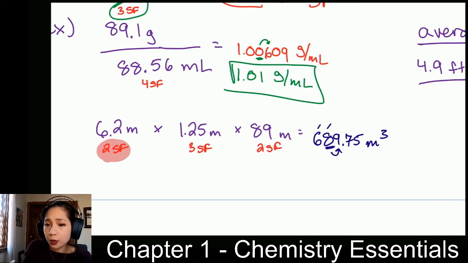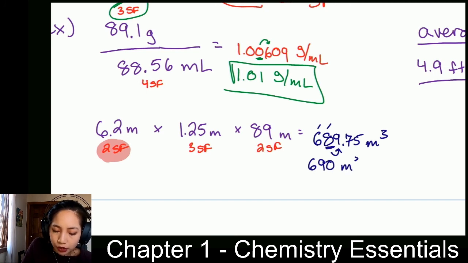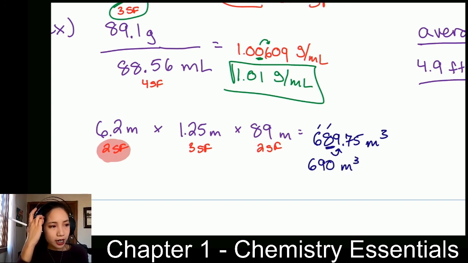Since it's a 9, we're going to round that place value up. So this rounds to 690 meters cubed. All right, but a better way to convey that would be to convey it in scientific notation, because you might think, does this have 2 sig figs? Does it have 3 sig figs? No, we want to convey that it has 2 sig figs.